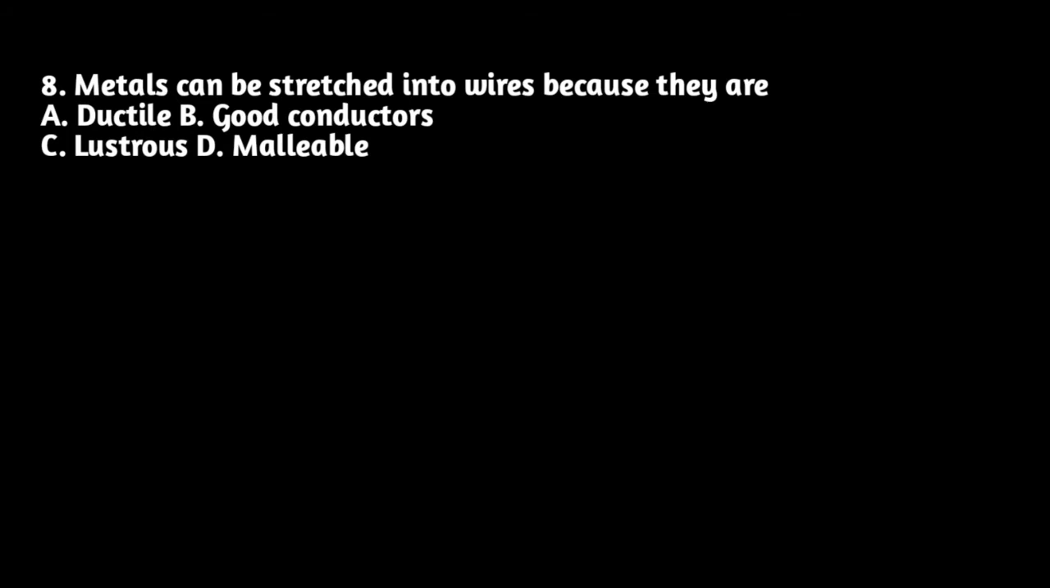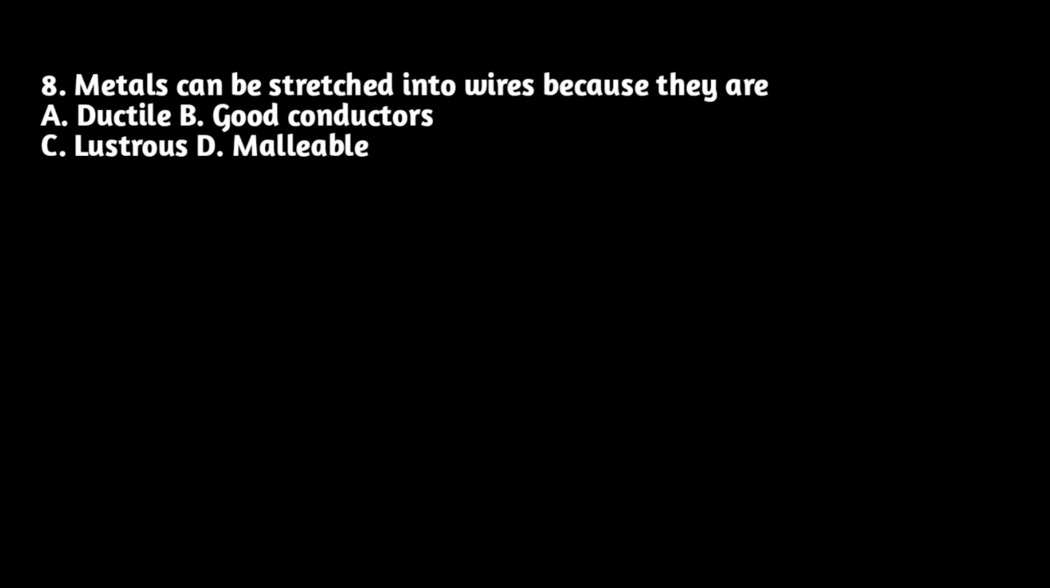If you look at the options, we have 4 options, and these 4 options are actually the physical properties of metals, which are ductile. They are good conductors of heat and electricity. They are lustrous and they are malleable. But the correct answer here is ductile, because that's the best definition of ductile, that metals are being drawn into wire.